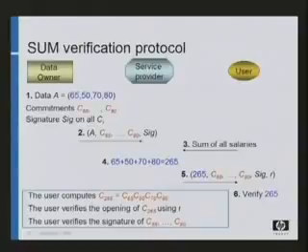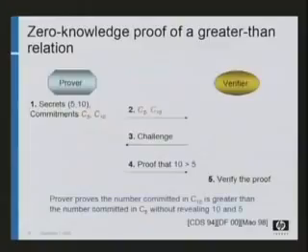All right. So this is a sum verification. Now, for the max verification, we'll have to use an additional building block, which is called the zero knowledge proof of a greater than relation.